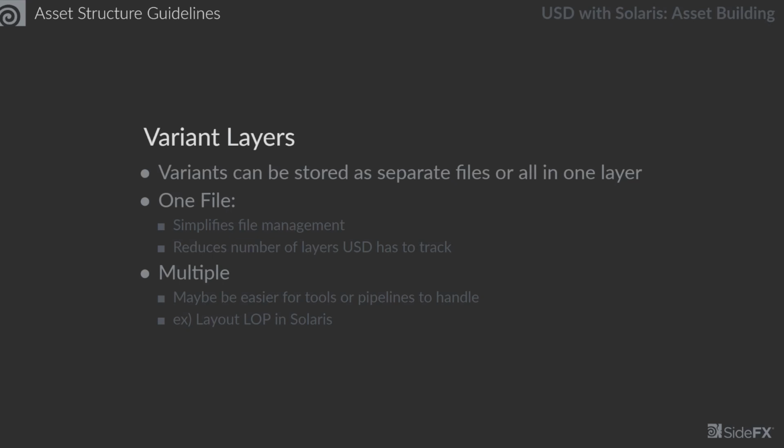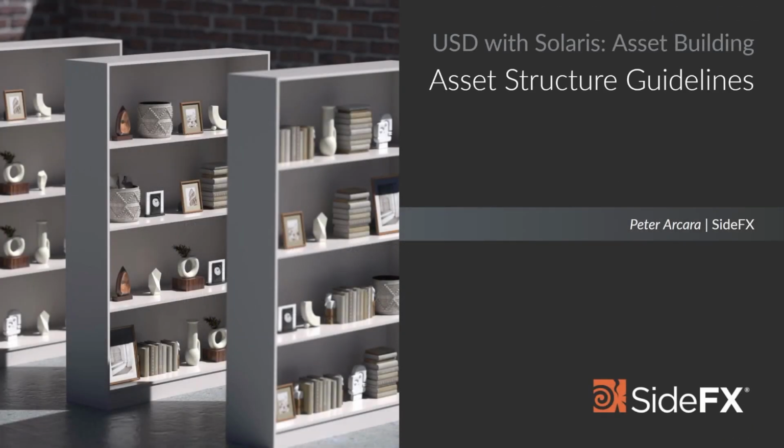We'll see that in a little bit more detail later in the course, but this is certainly something that can be really powerful. It could be easier for tools or pipelines. And one example is the layout lop in Solaris. That's one node that really likes having separate files for each of the variant layers. So just something to keep in mind as you're starting to think about building assets.